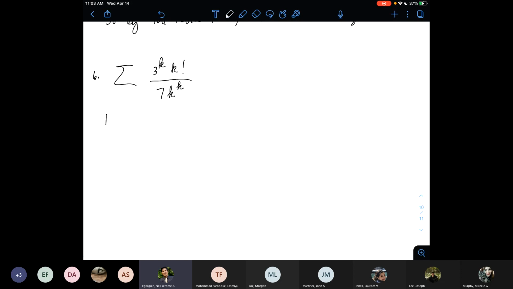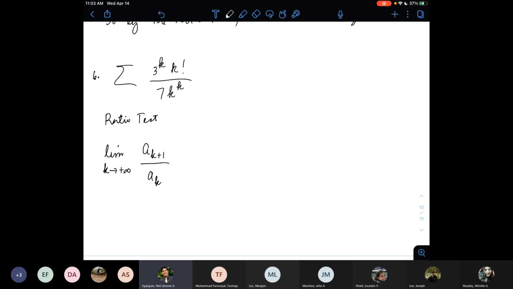So for the ratio test, we need to take a look at the limit of the ratio between the k plus 1 term and the k term. So we take a look at the limit of this fraction as k approaches infinity. If this is less than 1, then series converges. If this is greater than 1, series diverges. If the limit is equal to 1, no conclusions can be made.